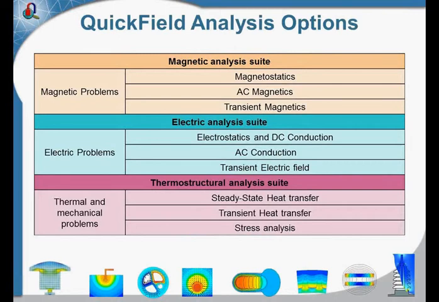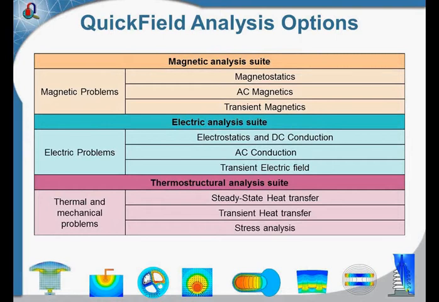So, for those who have never seen QuickField before, I am displaying this slide with a list of QuickField analysis capabilities. As you see, our range is very wide. It includes electrostatics, DC, AC, and transient conduction, several types of magnetics analysis, heat transfer, and stress. These formulations may be used separately or in combination, where results of one analysis are used as initial settings for other analysis. And what is most important, all these types of analysis are performed with very high speed.